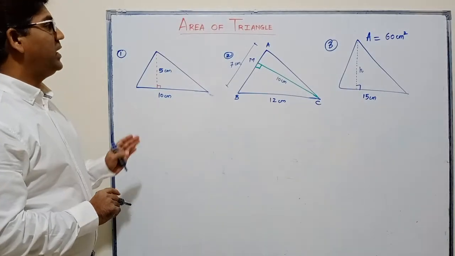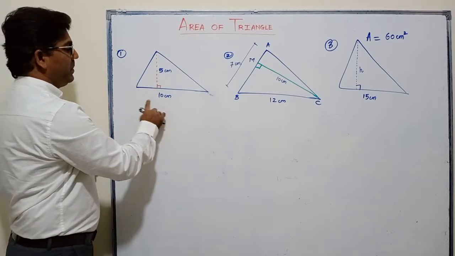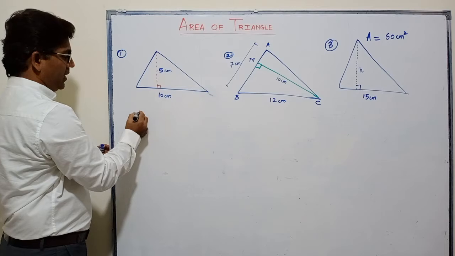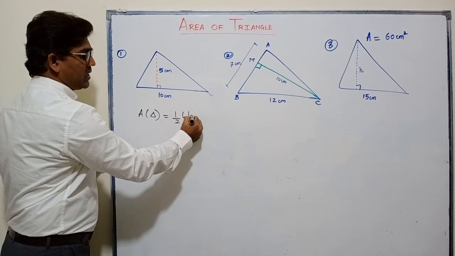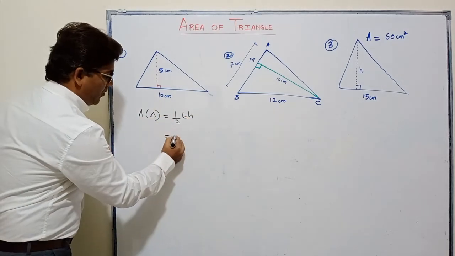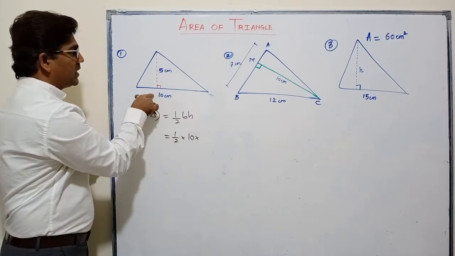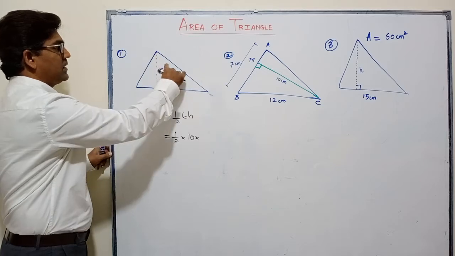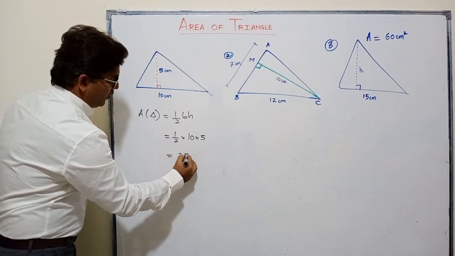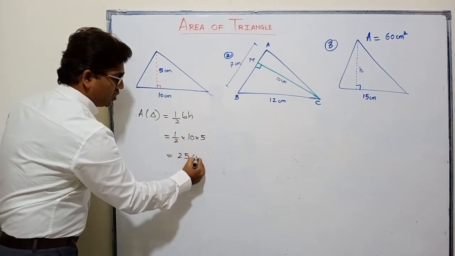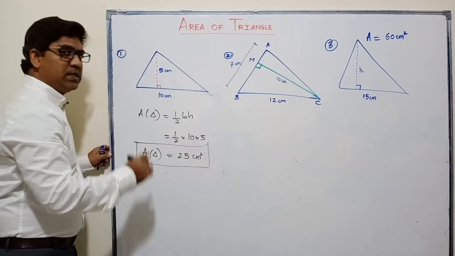Now here we need to find the area of the given triangle in examples 1 and 2. From the diagram, the base is 10 and the height of the triangle is 5. The formula for the area of a triangle is half times base times height. The base is 10, and for this base the corresponding height, the distance of the opposite vertex, is 5. When you simplify, you get the area as 25. The unit is centimeter times centimeter, so it will be centimeter square. So the area of the triangle is 25 centimeter square.